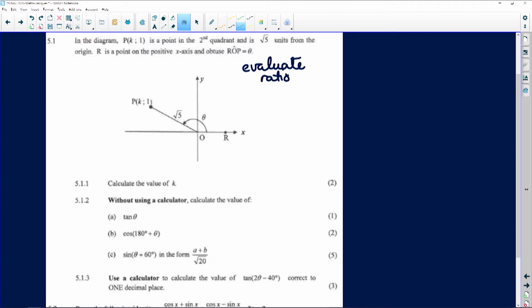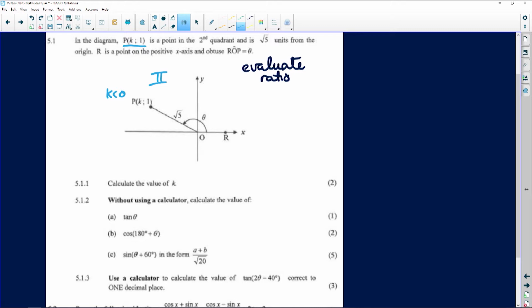In the diagram, P is the point (k, 1). That's that point over here. It is a point in the second quadrant. Okay, they've given us the quadrant. K is an x value, so we know that k is negative, and the y value is already positive. So whatever we get as k, we're going to pick the negative option.